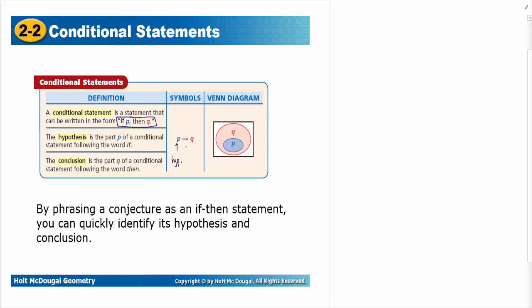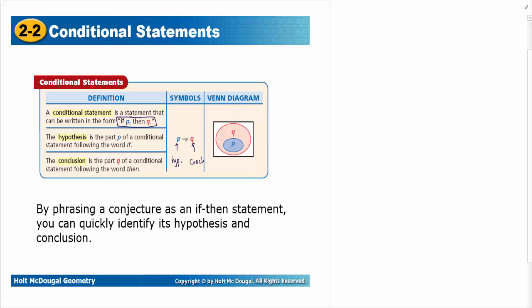So if the sun comes out, then I will wake up. That could be a potential conditional statement. The if the sun comes up is the hypothesis. The conclusion is the thing that happens as a result of the hypothesis. That would be I wake up. So this would be the conclusion. Here, let's call it Q.